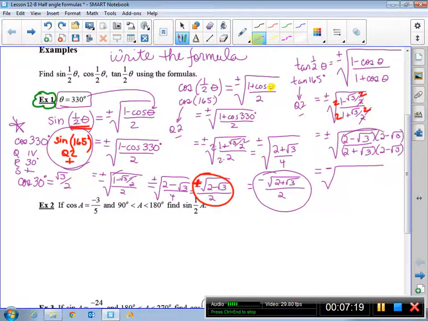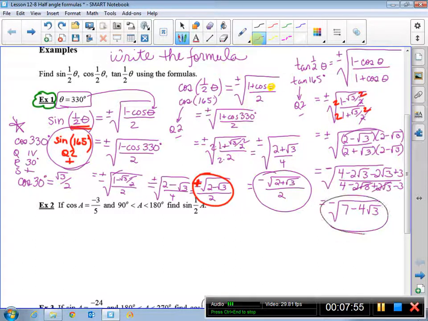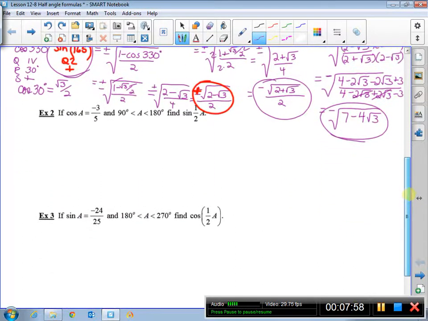And we have 4 minus 2 radical 3, minus 2 radical 3 again, plus 3, all over 4 minus 2 radical 3 plus 2 radical 3 minus 3. So let's simplify. On the top, we have 4 plus 3 is 7 minus 4 square root of 3. And on the bottom, we have 1. So I can just leave that like that. Bit messy, but that's what these are.